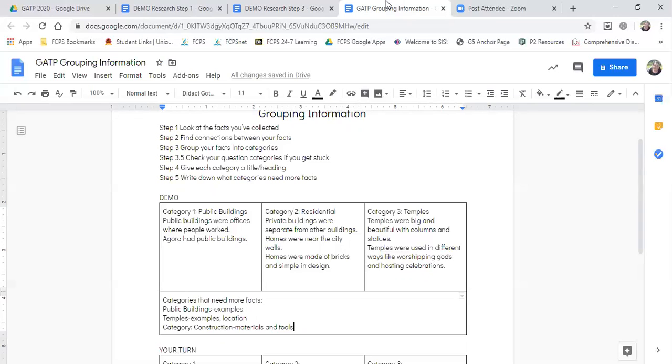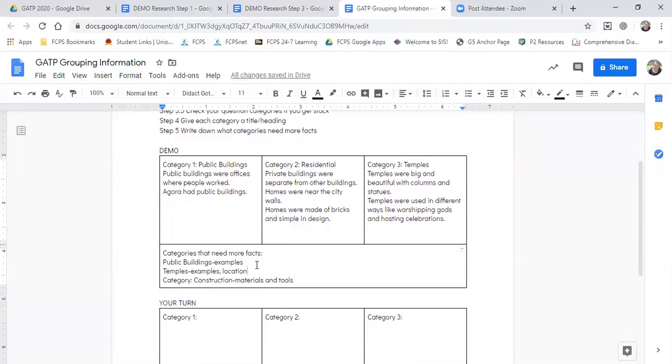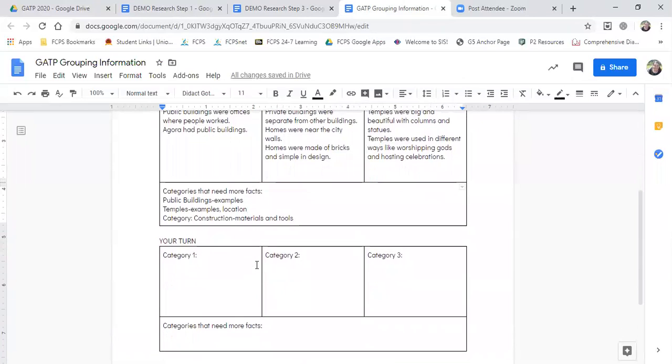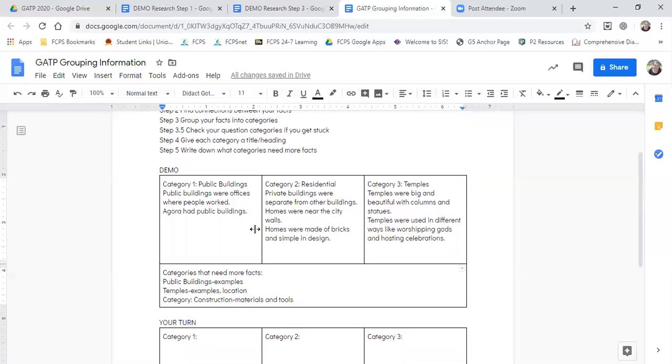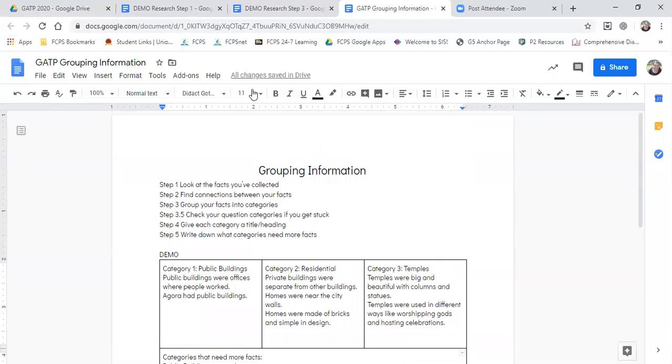So now I think I have an idea. When I continue to research, I have a better chance of knowing what I should be looking for. So when you are ready to do this step, as you see, it's kind of challenging, so it's something you may want to make sure you're ready for. Down here, there's a box that says your turn. So you can see my categories and my facts broken down, and you can try this with your topic. Good luck.